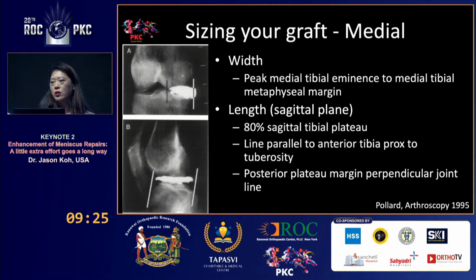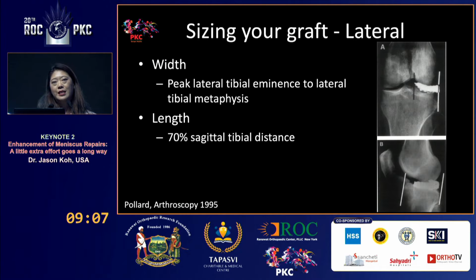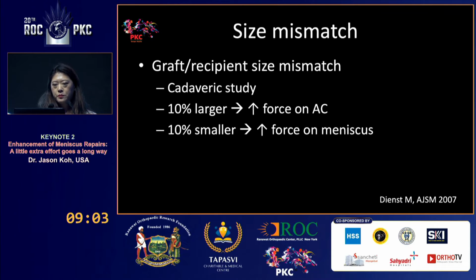So this is why we need to get plain films with a size marker, because you have to understand the magnification. So using the Pollard technique that was developed in 1995, you look at what is the size of the meniscus off of x-rays. If you look, medial lateral makes sense, right? It goes to the eminence up to the edge of the metaphyseal margin. But then from an AP standpoint, for medial meniscus, it's about 80% of the sagittal plateau, whereas on the lateral side, it's probably about 70% of the sagittal plateau.